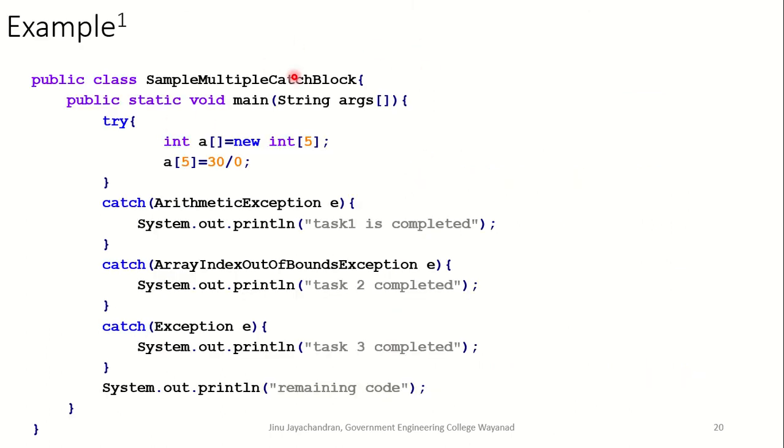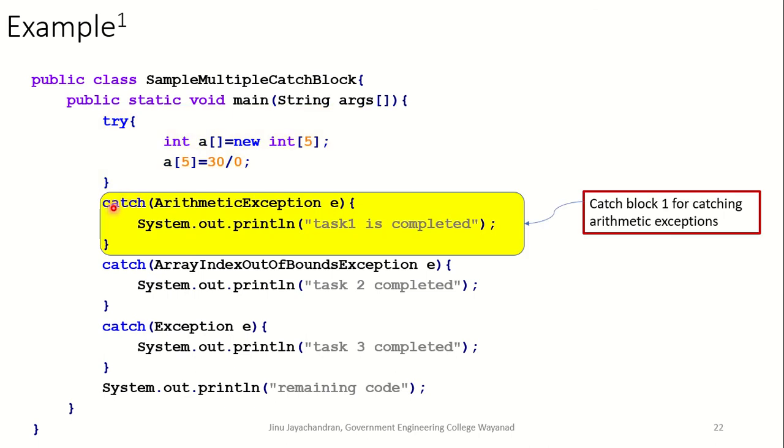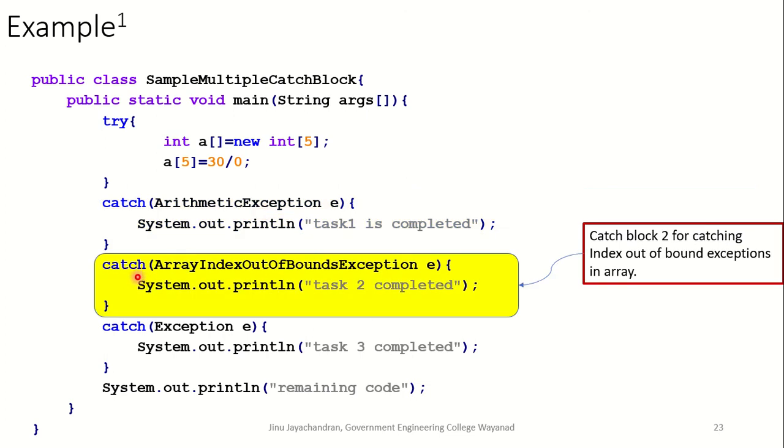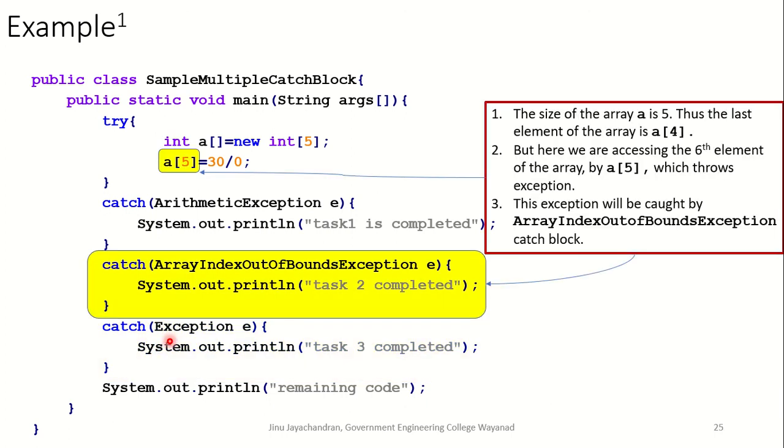This is an example where you are trying to access a particular element of the array and put a particular value into it. So there is the class main method. You have a try block, and then you have the first catch, which is trying to catch an arithmetic exception. There is another catch which is trying to catch an array index out of bounds exception. There is one other catch which will catch a general exception. If you look at this statement in the try block, a of 5, you are declaring an array of size 5.